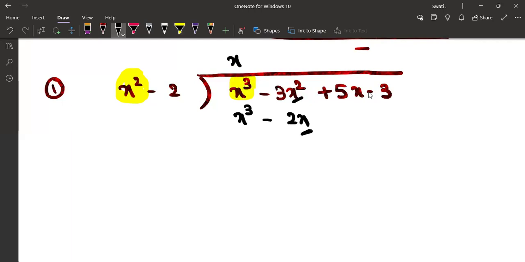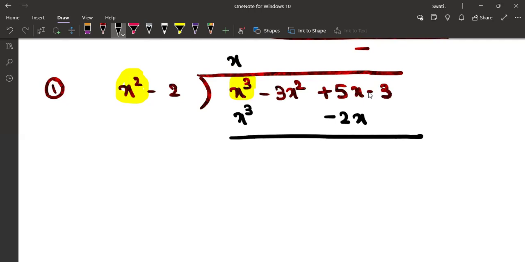So instead of writing below x squared, because there is no x squared term, you can write down this minus 2x below the x term only. So instead of writing there, you can write down here. And then we are going to subtract this. When we subtract, plus will become minus. Of course, this will get cancelled.